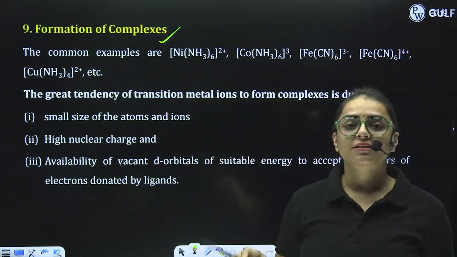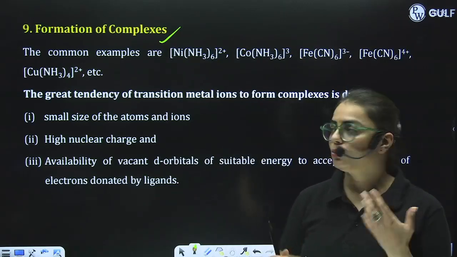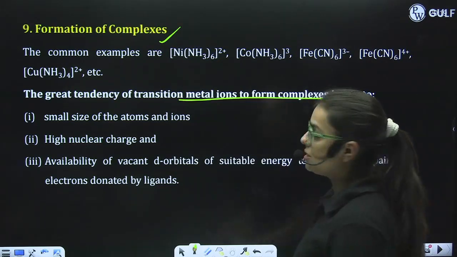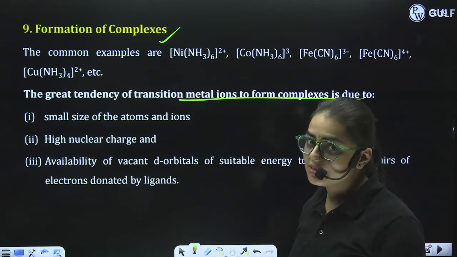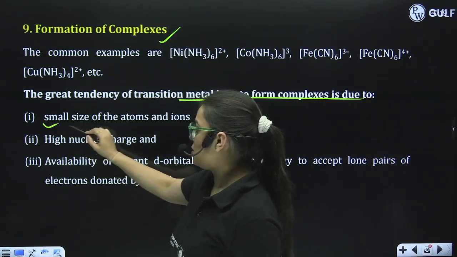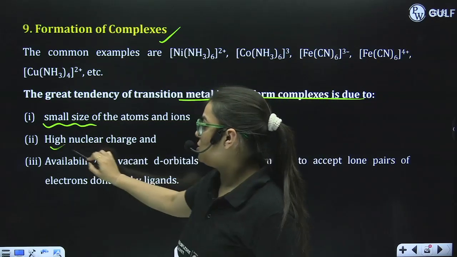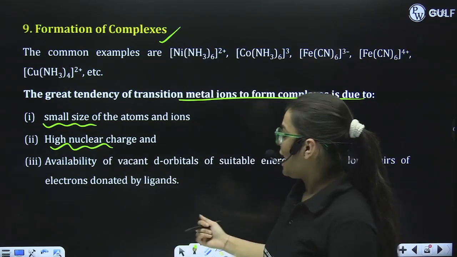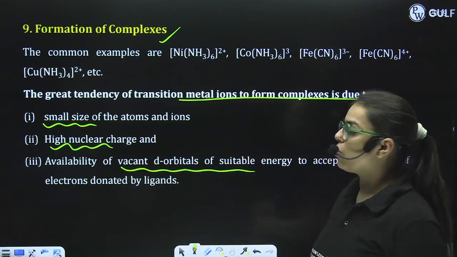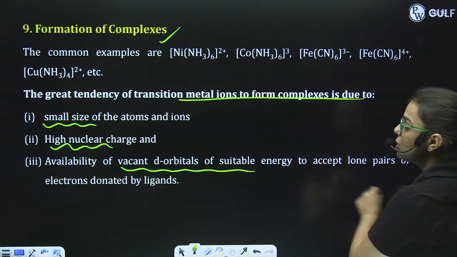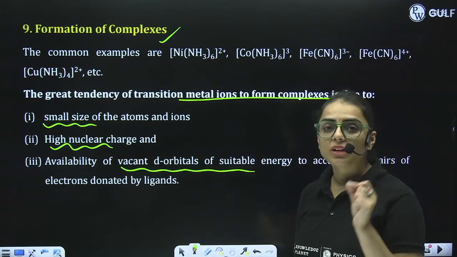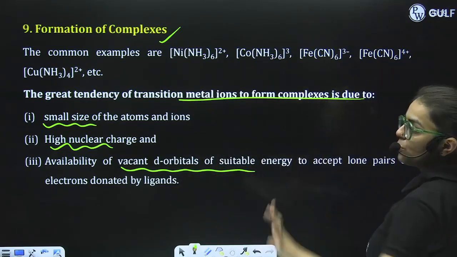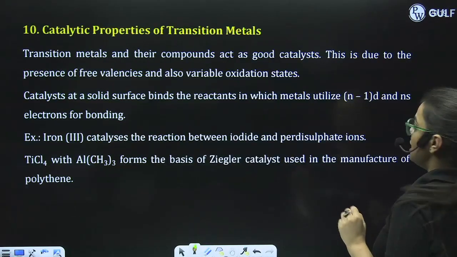So you will be observing that they are responsible for forming complexes due to certain reasons. So there is a greater tendency of the transition metal ions to form complexes. Now why is it? It is because of small size. Next, high nuclear charge. Again, nuclear charge is the charge exhibited by the nucleus on the outermost electron. And the ability of the vacant d orbitals of suitable energy to accept the lone pair of electrons that are donated by the ligands. So it can form coordination complexes also. Various examples are provided to you over here. Let's see the next part.